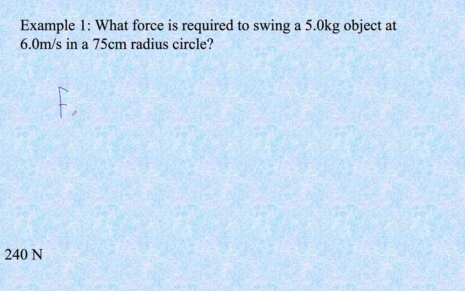Okay, so our centripetal force is mv squared over r. And I'm going to choose that one because they give me the velocity. When they give you the period, you've got to use the period one, but I'm going to use the one with velocity. So I'm going to go 5.0 times 6.0. Don't forget to square the velocity.